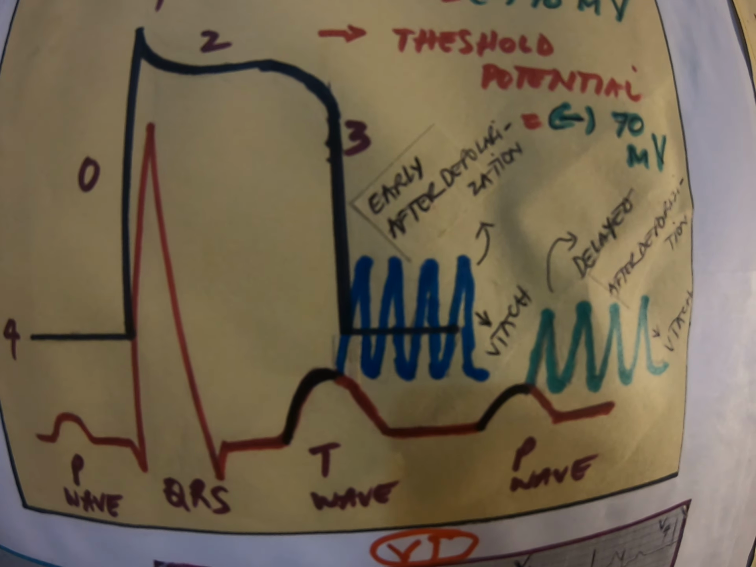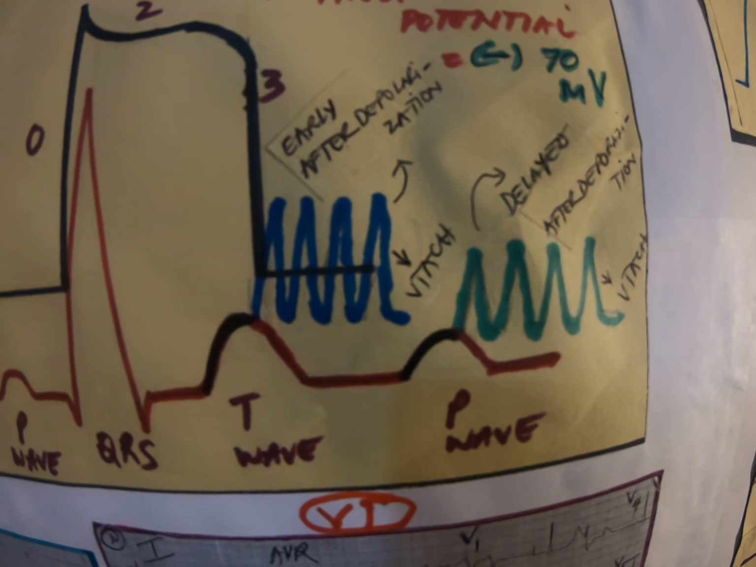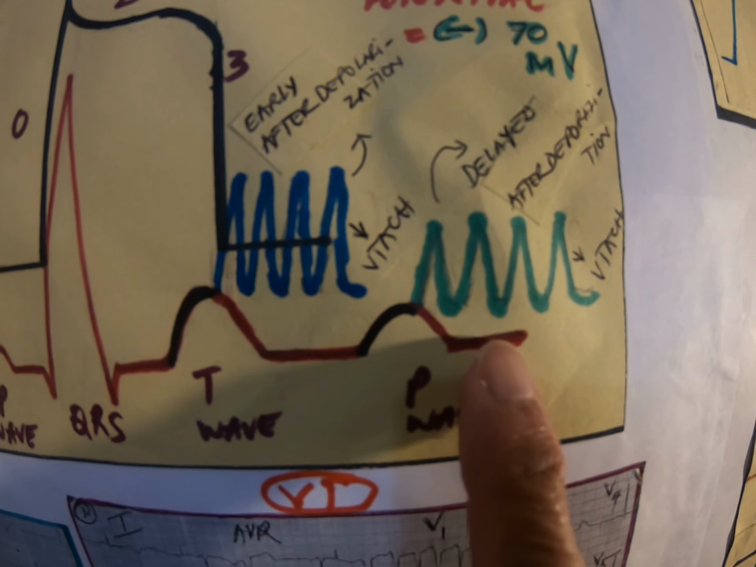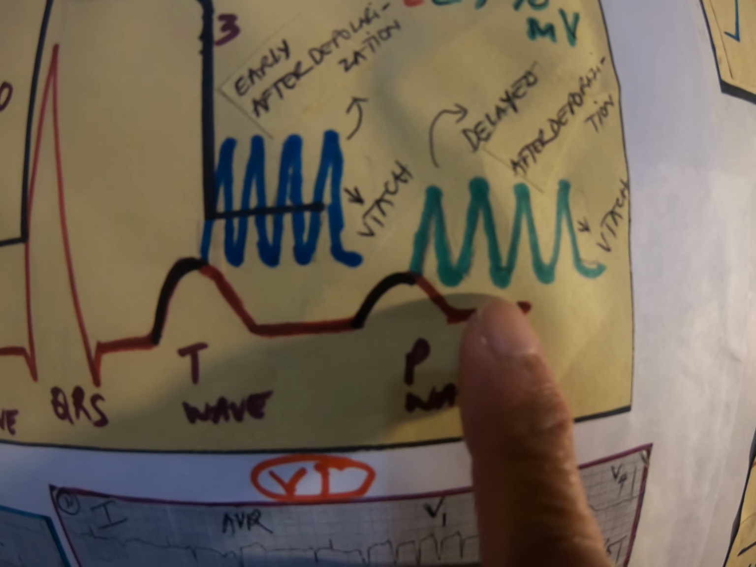Okay. And we have also a beat or action potential that happens on the automaticity part, and this is called the delayed afterdepolarization VTAC.